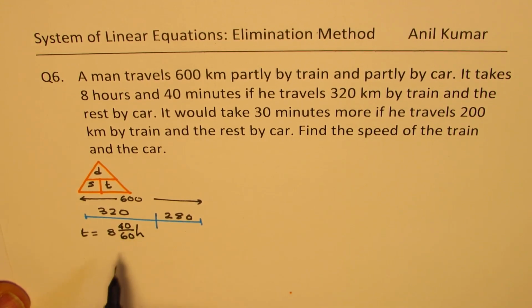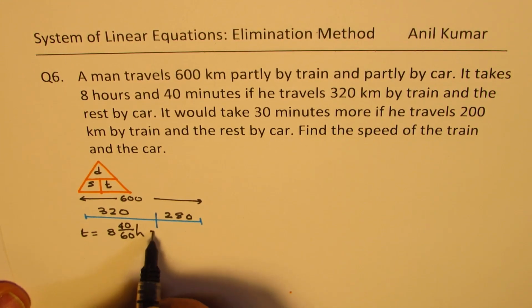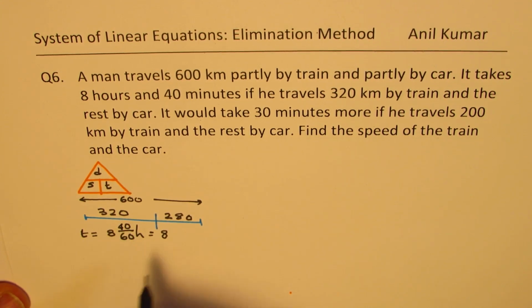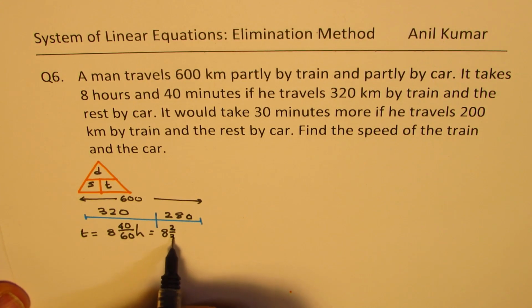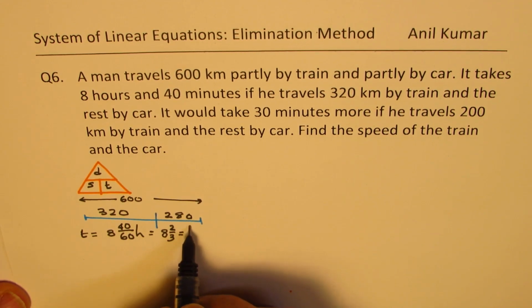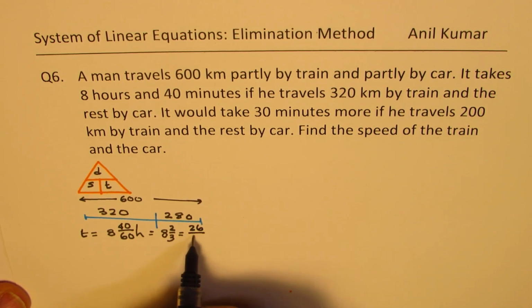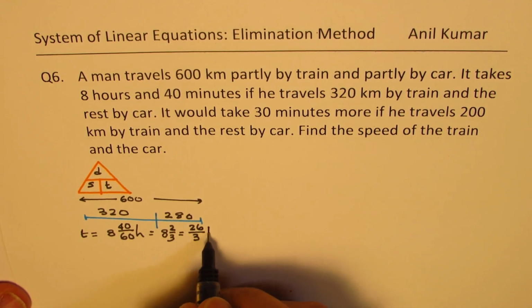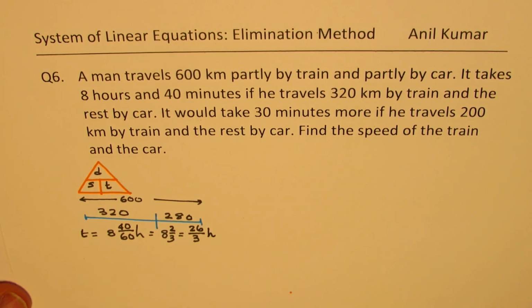Is that clear to you? So 8 whole 40 over 60. Now if you simplify this, you get 8 wholes, 0 and 0 cancel, divided by 2, 2 over 3. Now, we can convert that to an improper fraction: 8 times 3 is 24, plus 2, 26 over 3. So that is how you need to convert. This is a very important step. And the time now, we have it in hours. Clear? So the total time to travel the whole distance is 26 over 3.